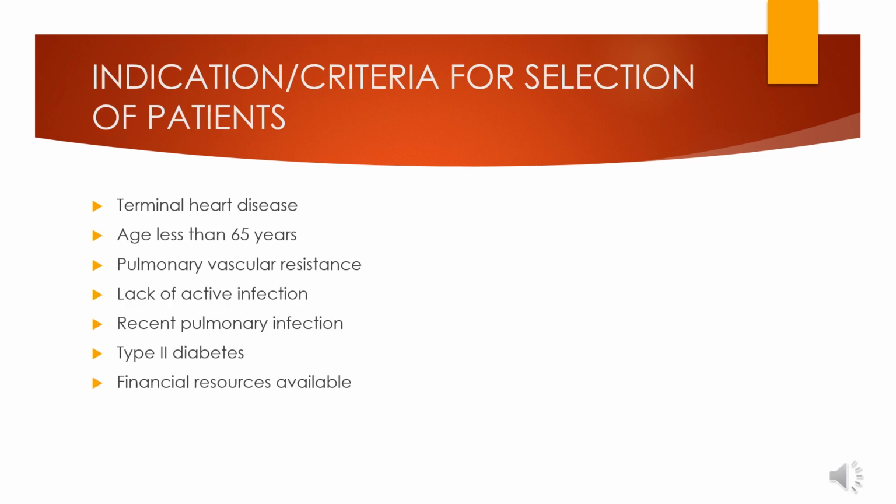Indication or criteria for selection of patients. Patient with terminal heart diseases if the age is less than 65 years, pulmonary vascular resistance, lack of active infection, recent pulmonary infection, type 2 diabetes, financial resources available.